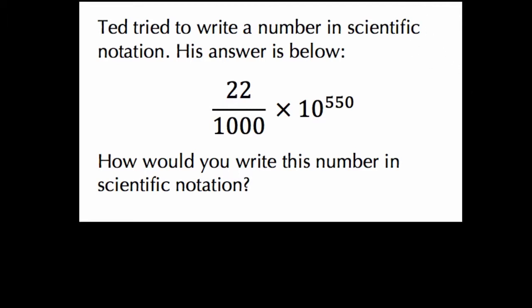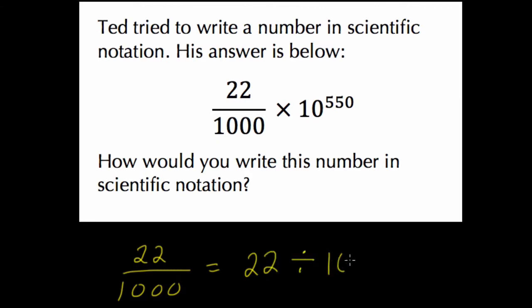So here we've got a problem where Ted tried to write a number in scientific notation, and we've got to basically fix it. Notice the number is written as a fraction times the power of 10. Don't be overwhelmed by this fraction. Think about what it means, right? 22 over 1,000 means take the number 22 and divide it by 1,000. So it's really 22 divided by 1,000.